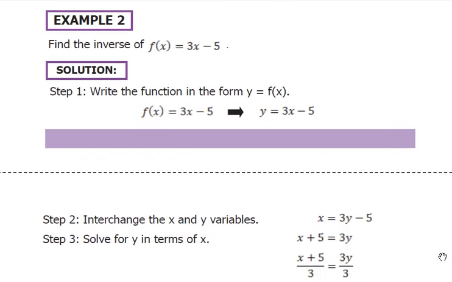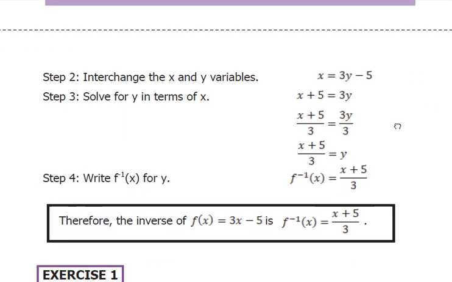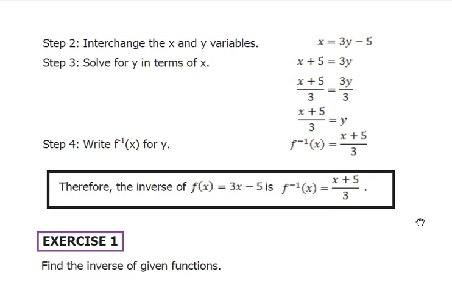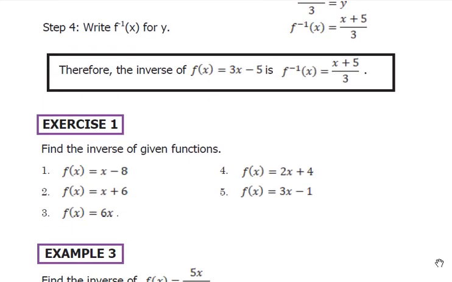Example 2 is done for you. In this case, example 2 is a linear function, 3x minus 5. Then the steps. You may pause this video for you to internalize. I don't need to discuss it one by one because I'm so excited for you and me that we have to move on to exercise number 1 to 5.